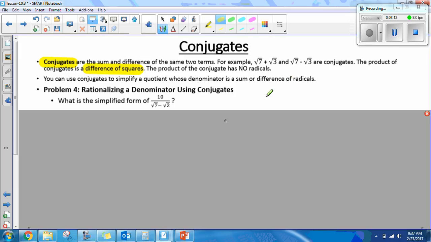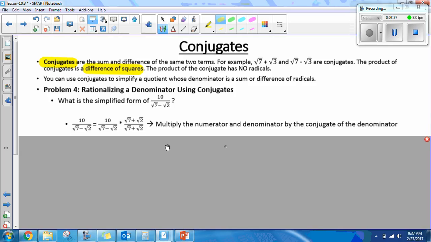Problem 4. Rationalizing a denominator using conjugates. What is a simplified form of 10 over radical 7 minus radical 2? So here we cannot just rationalize the denominator by multiplying by radical 7 or just radical 2, because this is a difference of two radicals. So we actually have to use the conjugate. The conjugate of radical 7 minus radical 2 is radical 7 plus radical 2. So we'll multiply both the numerator and the denominator by the conjugate.